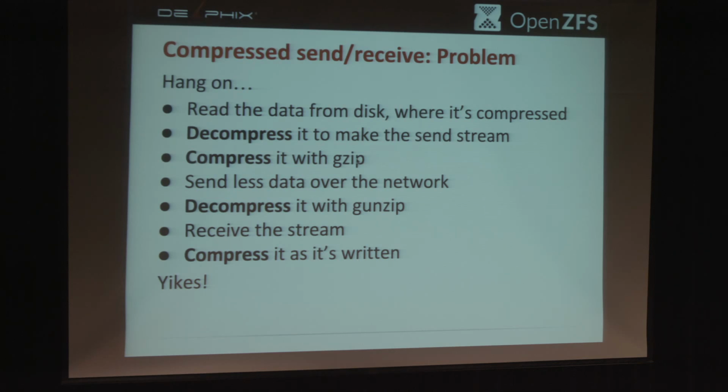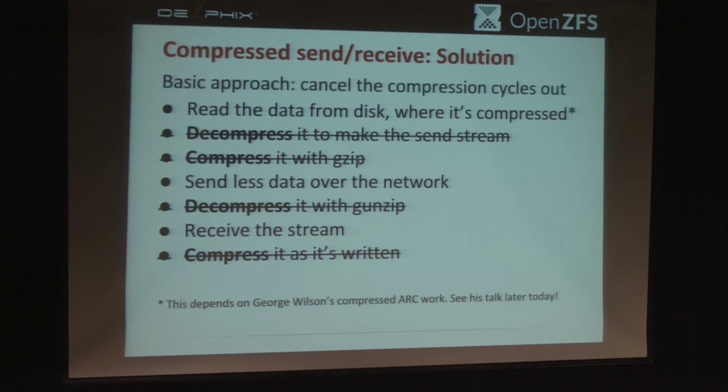So the solution for this problem is essentially trying to cancel out these decompress, compress loops on each side of the wire. I'm going to describe this as if it's reading data from disk always, but know that this actually depends on George Wilson's compressed ARC work, which he'll be talking about today after lunch. So the idea here is that we read the data from disk where it's already compressed. We send less data over the network, just leave it in its compressed format, and then we receive the stream in its compressed format directly onto the disks in the receiving system.